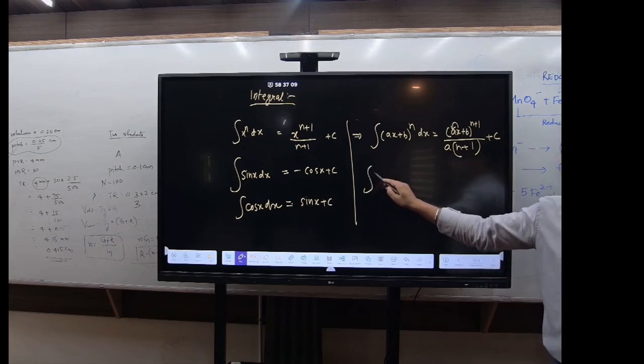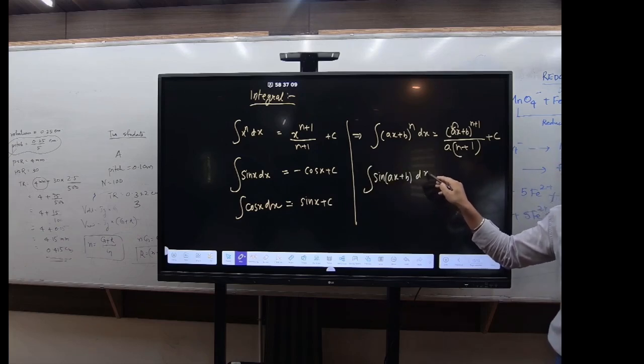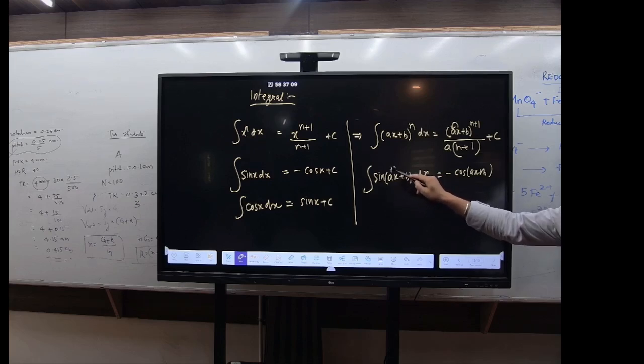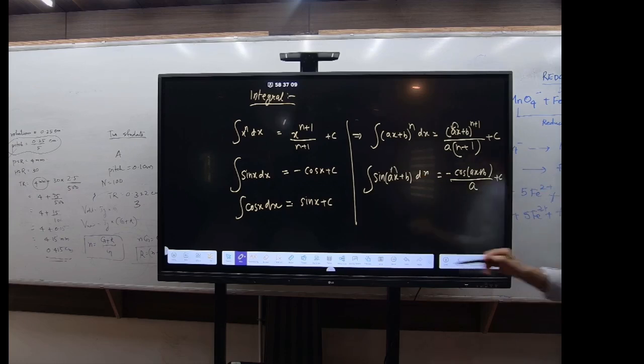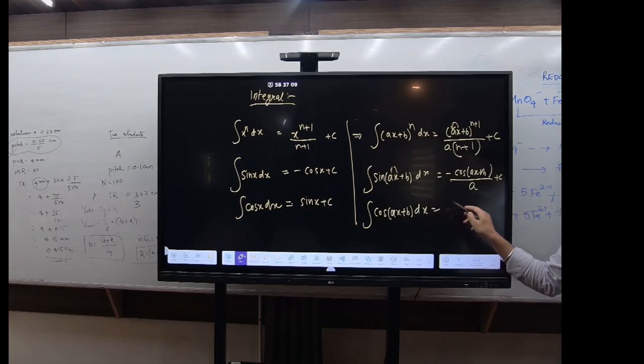Similarly, what is the integration of sin(ax plus b)? What is the integration of sin x? Minus cos, so I will write minus of cos(ax plus b), but with x what is multiplied? A, so I will divide by a. Next, what is the integration of cos(ax plus b)? Now tell me. Integration of cos was sine, so sin(ax plus b) divided by a. This is understood?